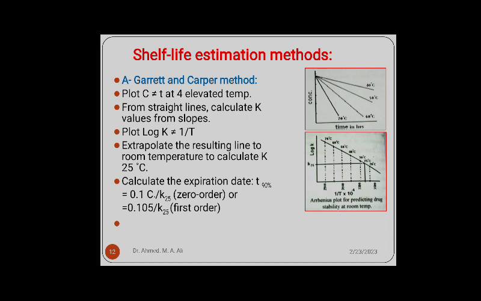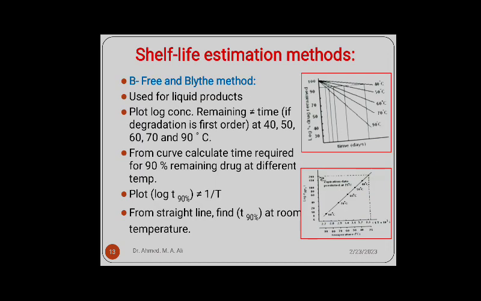If zero order, it will be 0.1 C naught over K25, or it will be 0.105 C naught over K25 if it is first order. Most drugs are first order. Shelf life estimation method, the second method, it will be the Free and Blace method. It is like the Garrett and Carver method, but we change a detail.